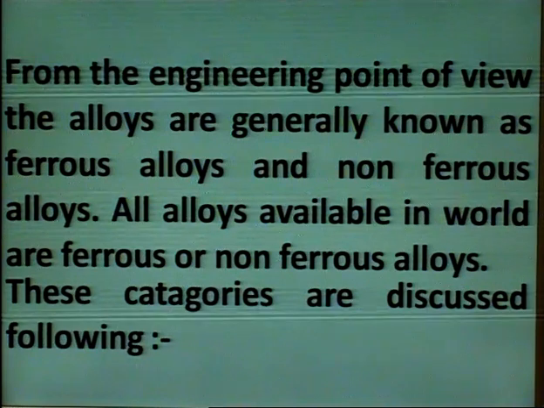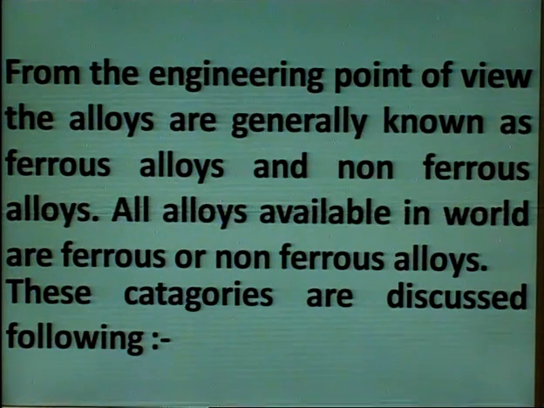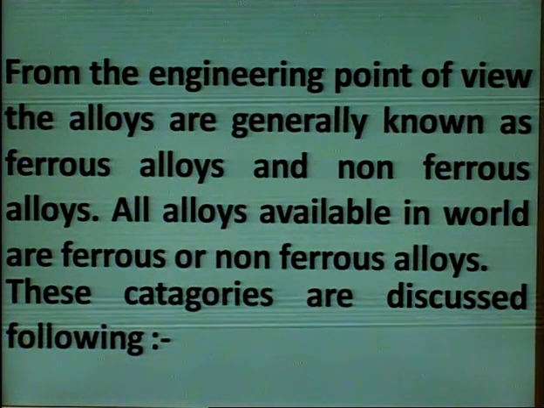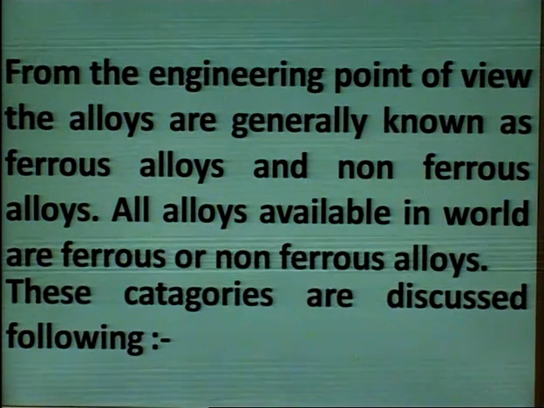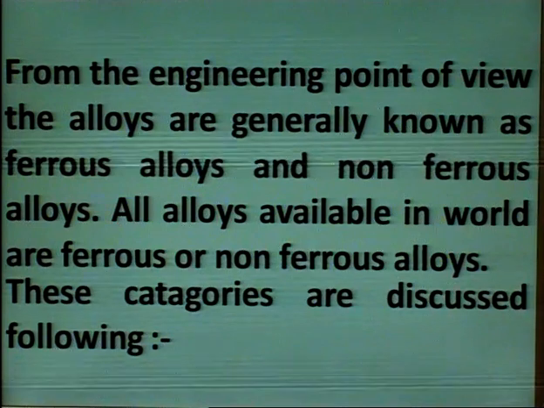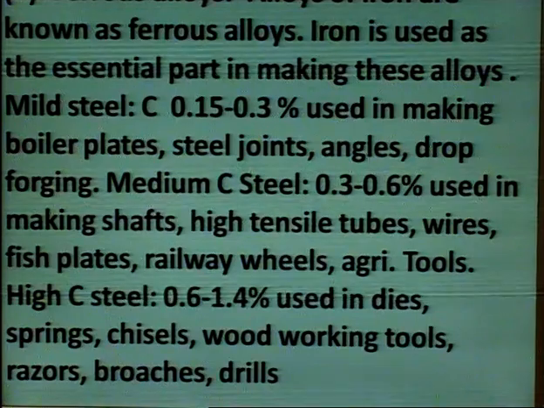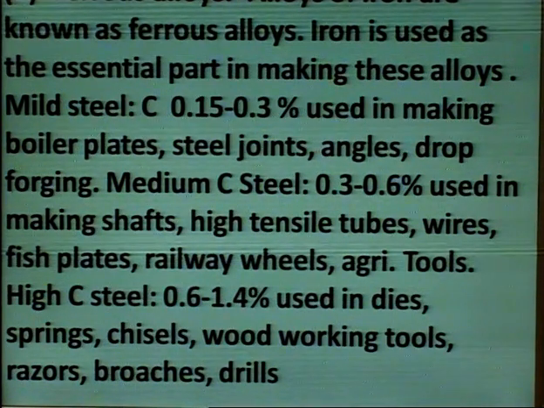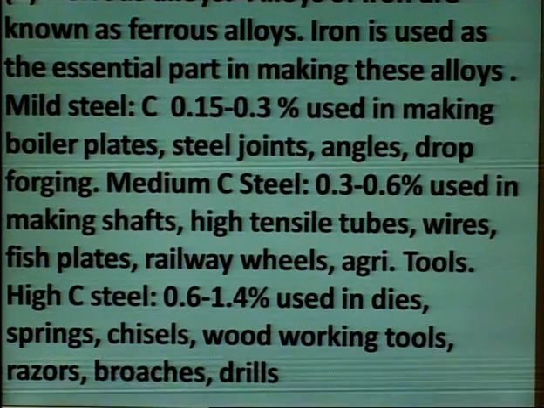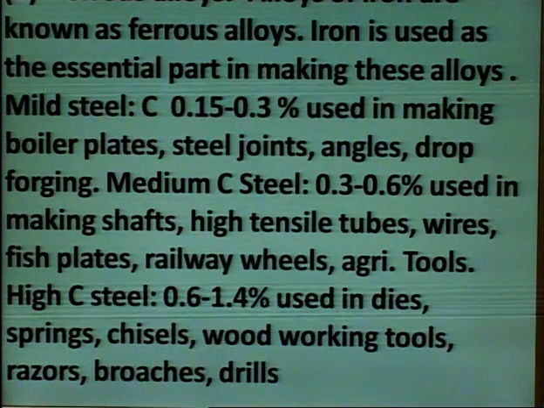From the engineering point of view, the alloys are generally known as ferrous alloys and non-ferrous alloys. All alloys available in the world are ferrous or non-ferrous alloys. So, ferrous alloys have one of the constituents, that is iron, and non-ferrous alloys do not contain iron. Alloys of iron are known as ferrous alloys when iron is present in the alloys. Iron is used as the essential part in making these alloys.